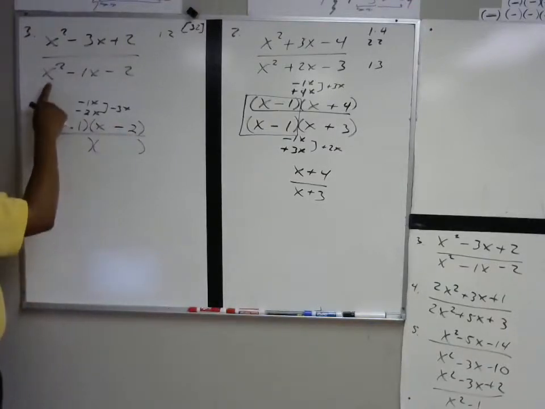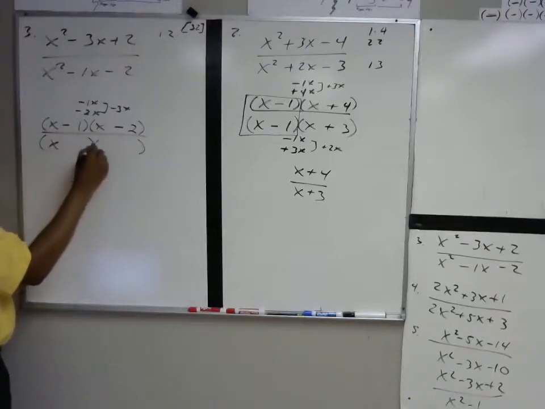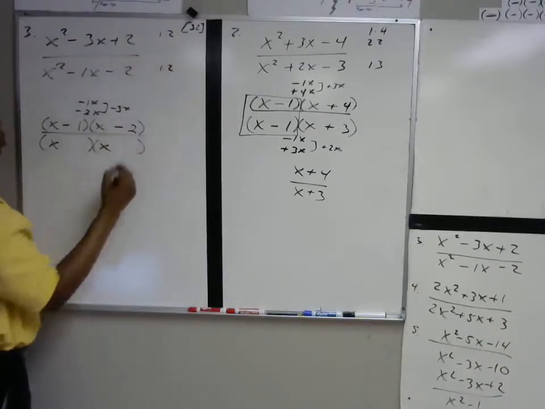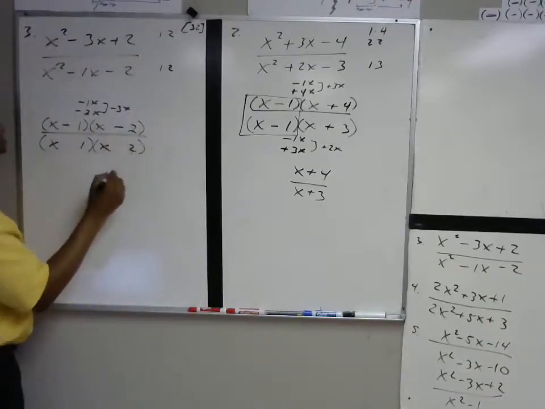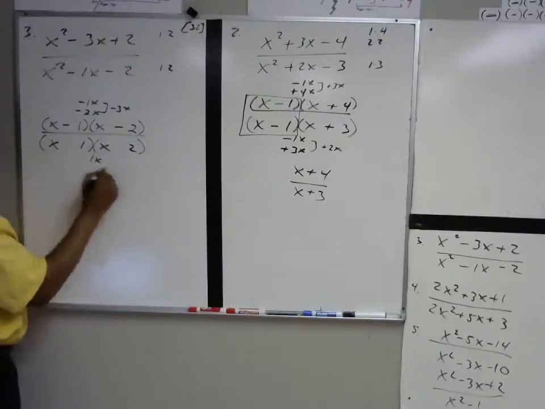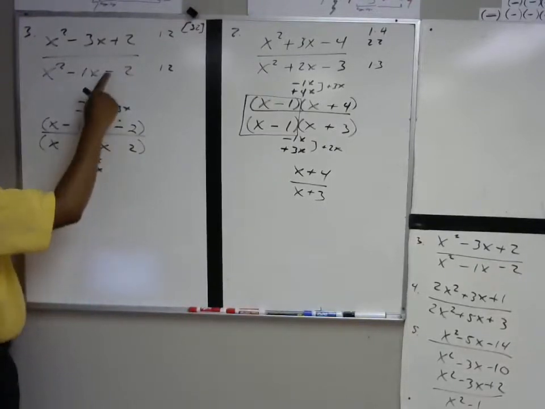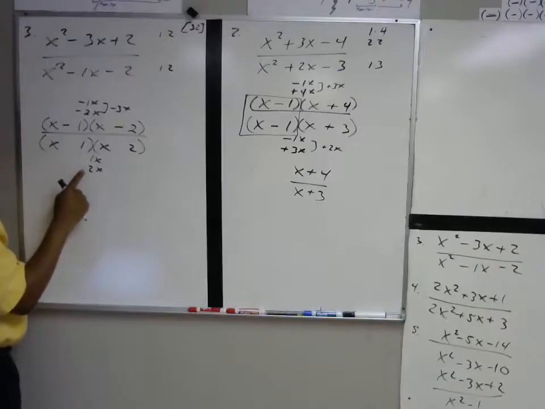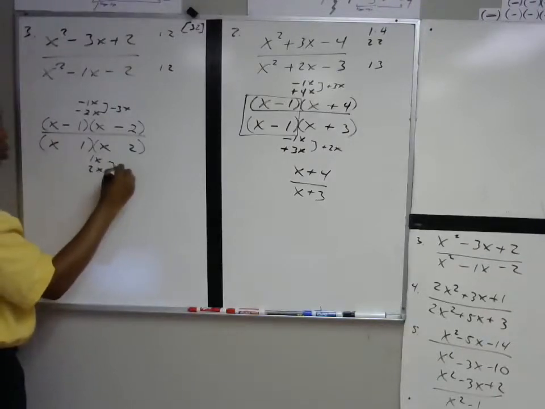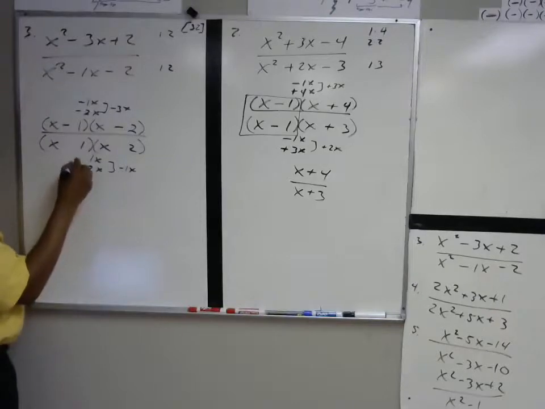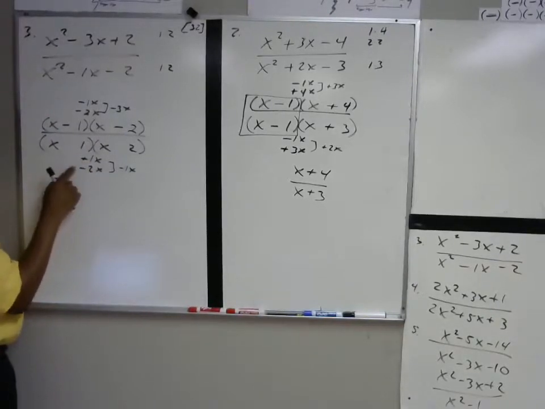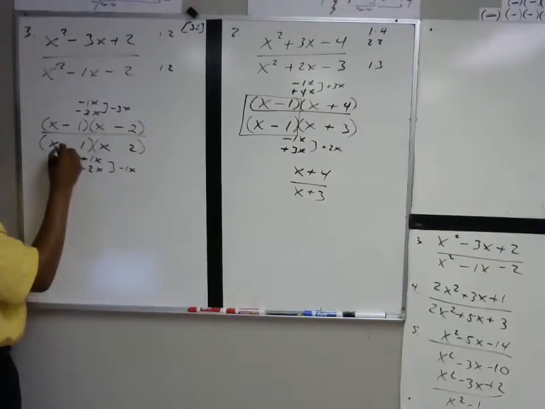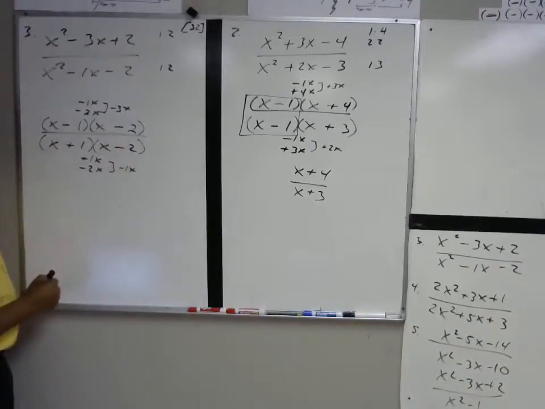Next, the x squared here factors into x times x, the first terms. And then the 2 here also factors into 1 times 2. So let's try 1 times 2 here. Inside we get 1x. Outside we get 2x. Here we need different signs, and we need to add up to a negative 1x. So different signs would be positive here and negative here. And this combination would give me a negative 1x. So positive first, then negative.